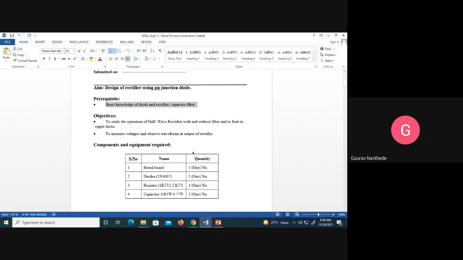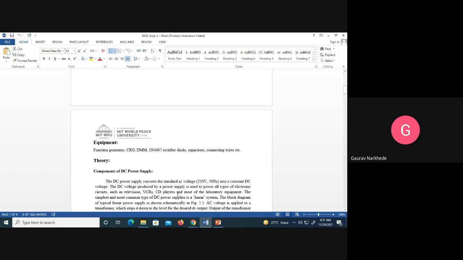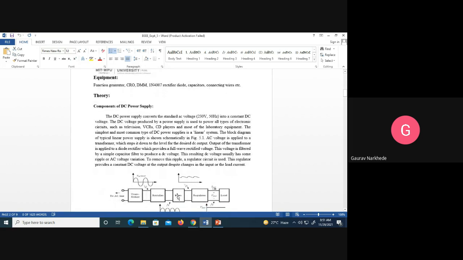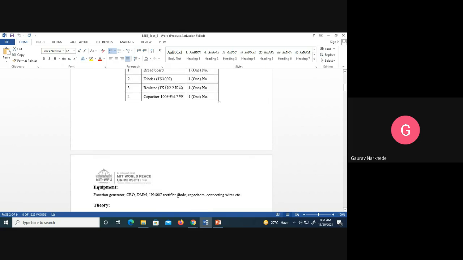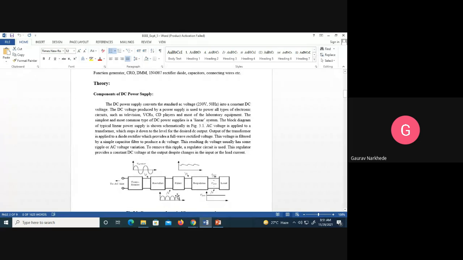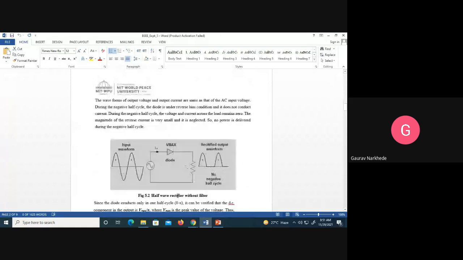Okay, so for these things we need several components, like a breadboard, diode, resistor, capacitor, etc. For the capacitor we can have 100 microfarad, or maybe 4.7 microfarad, any one of it. So we will be using a 100 microfarad capacitor, and a resistor of 1 kilo ohm or 2.2 kilo ohms. Now this theory, all of you know this theory.